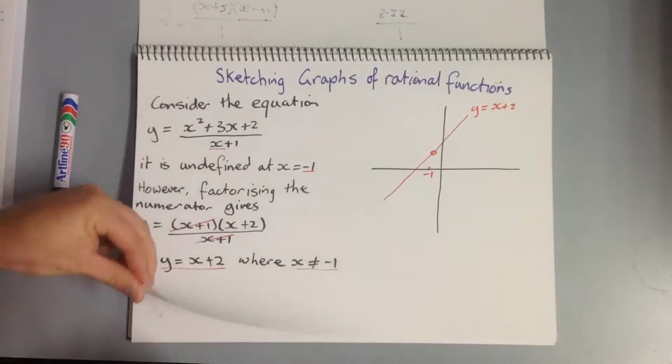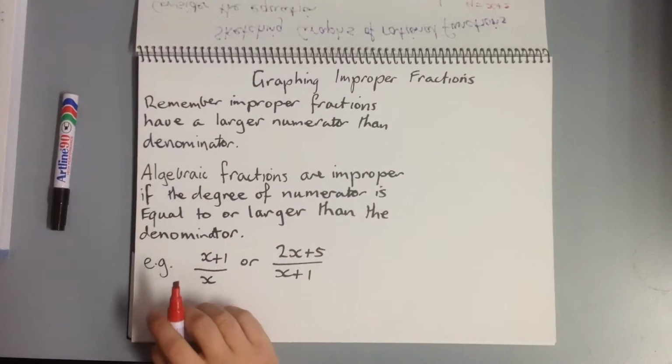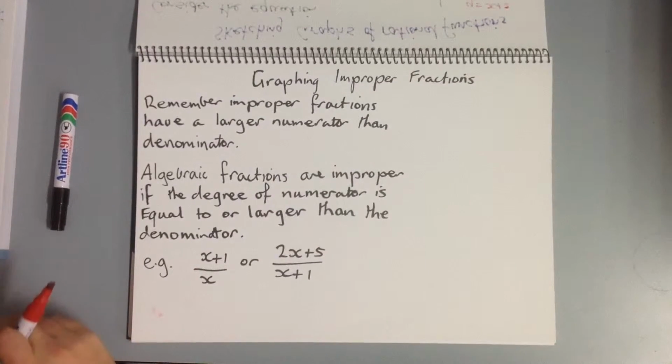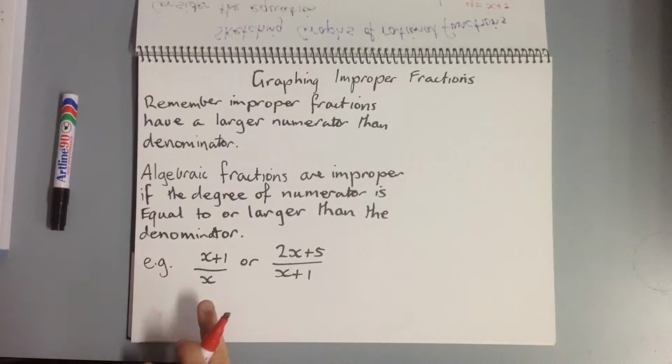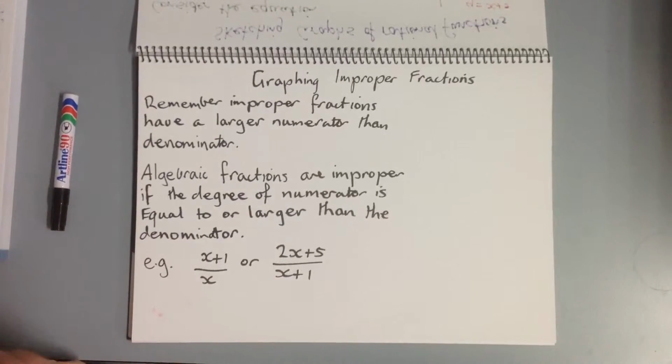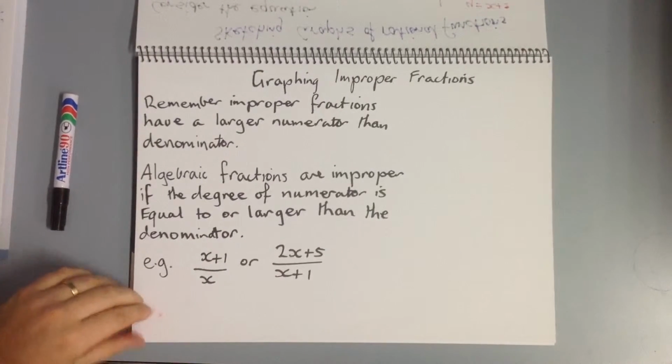Now the next one that we're looking at is graphing improper fractions. Remember, improper fractions have a larger numerator than denominator. Algebraic fractions are improper if the degree of the numerator is equal to or larger than the denominator. So, for example, we've got examples like this: (x plus 1) over x, or (2x plus 5) over (x plus 1). These are both cases where the degrees are the same. We'll look at a case at the end where the degrees are different.